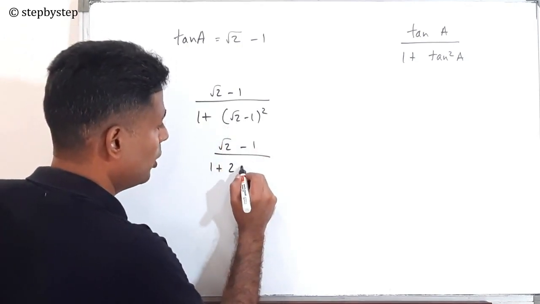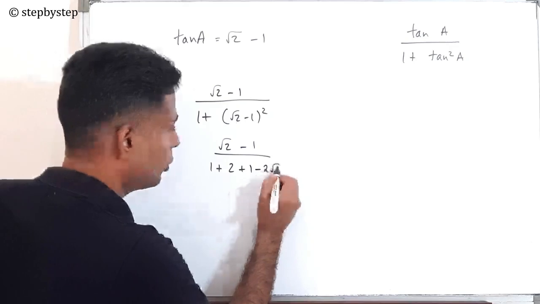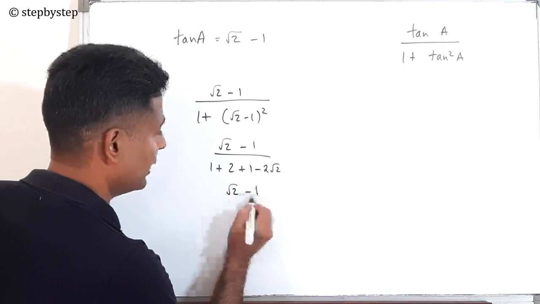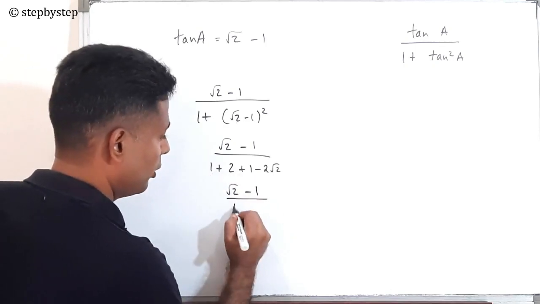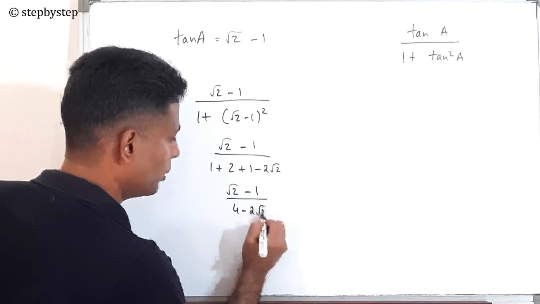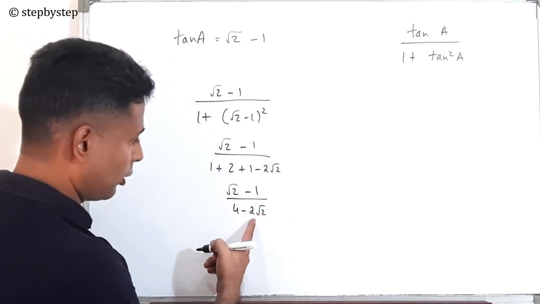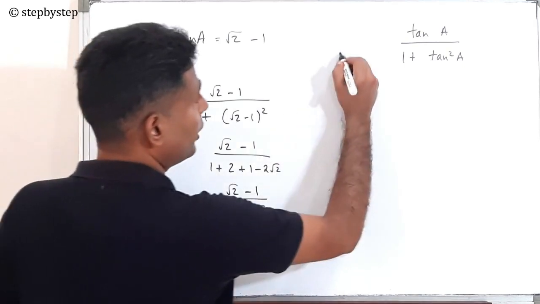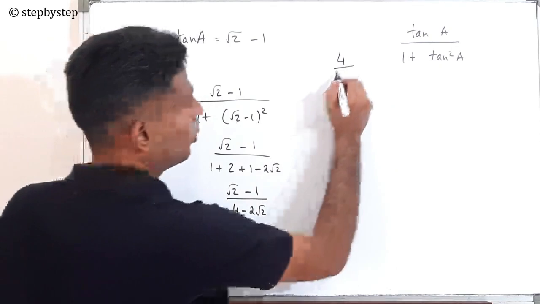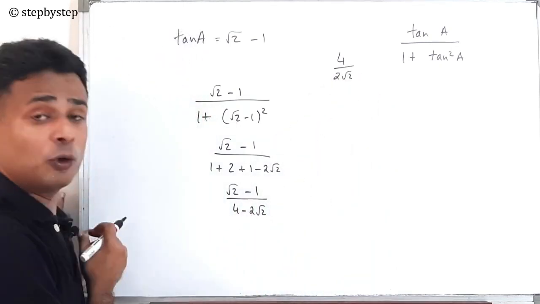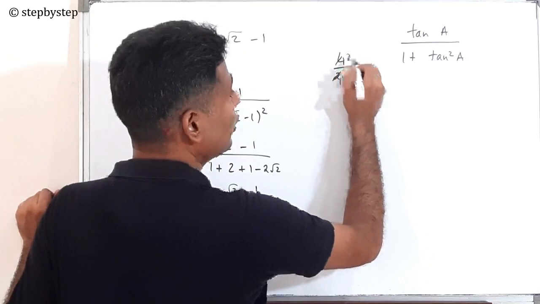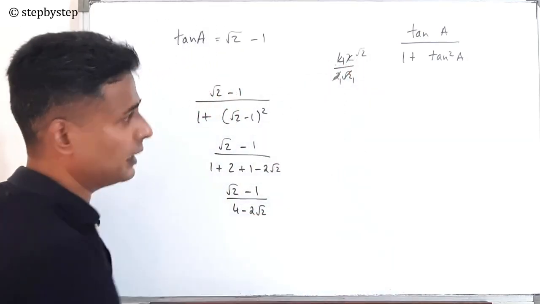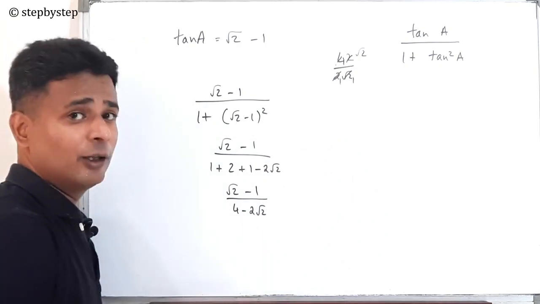So root 2 square 2 plus 1 square 1 minus 2ab, which will become 2 root 2. So we get root 2 minus 1 by 1 plus 2 plus 1, 4 minus 2 root 2. Now can we take something common here? Yes, we can actually. Let's see, 4 divided by 2 root 2. Just to check whether we can take 2 root 2 common. 2 ones are 2, root 2 twos are 2 root 2. So yes, 4 is completely divisible by 2 root 2, which means we can take 2 root 2 common.